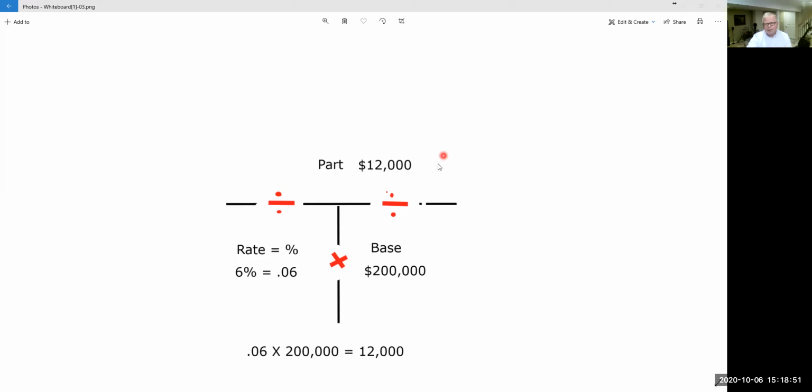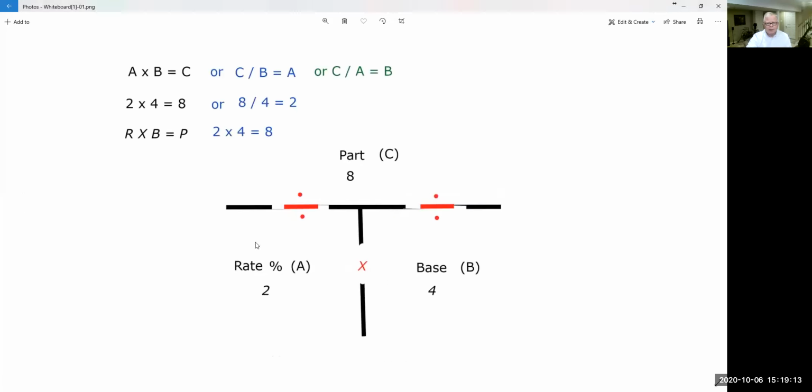If I had the part, 12,000, and I knew that the base was 200,000, if I divide the base into the part, 12,000, it would give me back 0.06 or 6%. So most of our problems are going to be centered around these things. So we go back to the first slide. Most of it's going to be rate times base equals part. Part goes on the top, rate and base. If you have the rate and base, multiply them together. If you have the part, you divide it by the base, or you divide it by the rate, and you come up with the right answer.